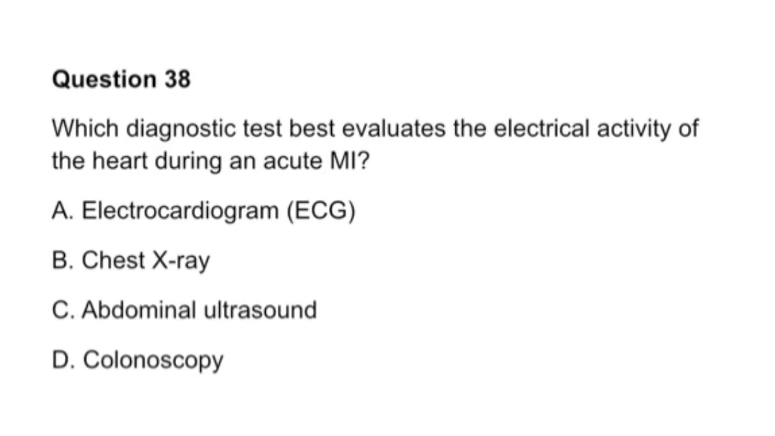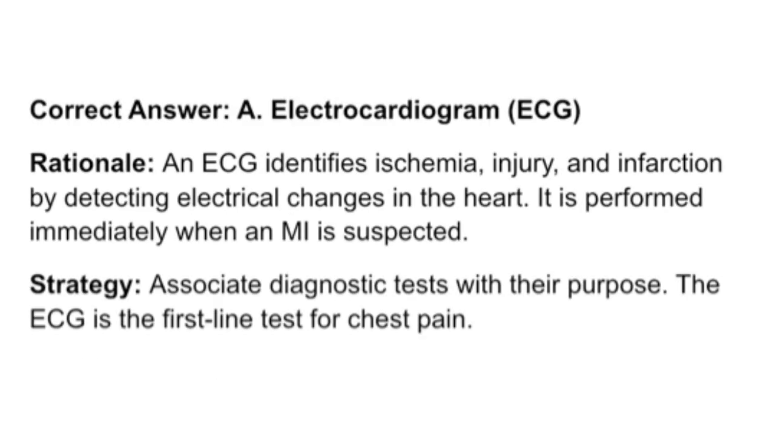Question 38. Which diagnostic test best evaluates the electrical activity of the heart during an acute MI? A. Electrocardiogram (ECG). B. Chest X-ray. C. Abdominal ultrasound. D. Colonoscopy. Correct answer, A. Electrocardiogram (ECG).